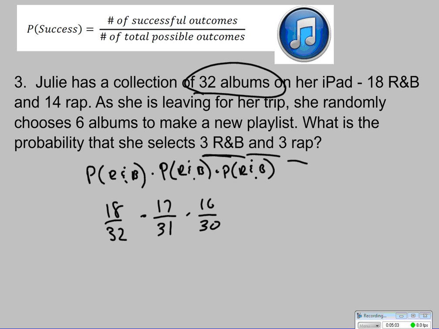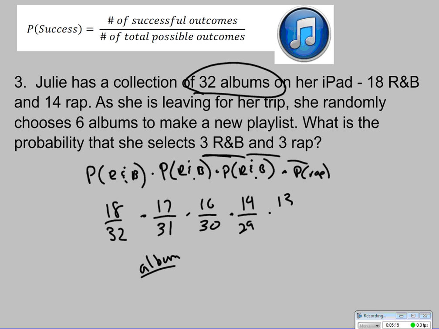So now there's my 3 R&B. Now I got to jump over and pick three rap albums. So there's going to be 14 out of 29, and this is each album. Once I take it away, I'm not putting it back. I'm not using it twice.